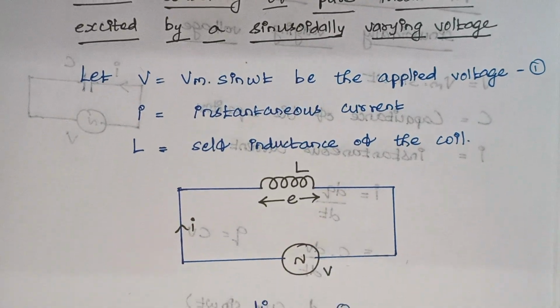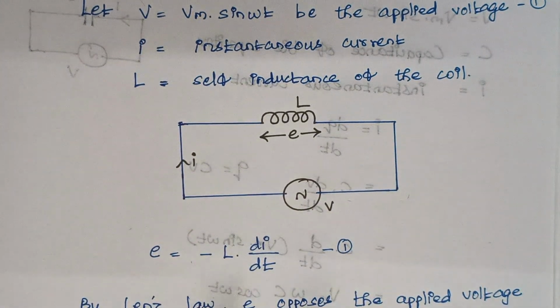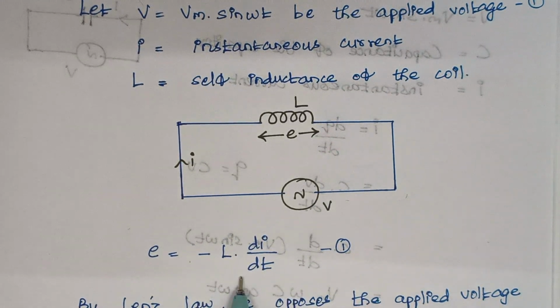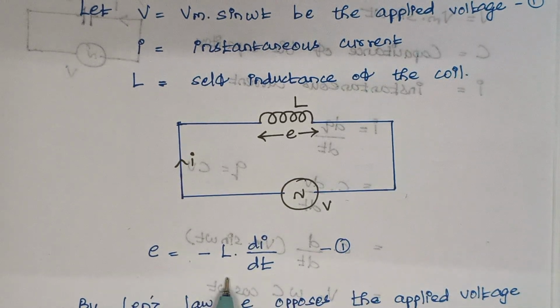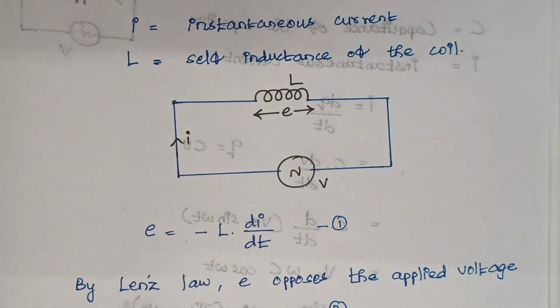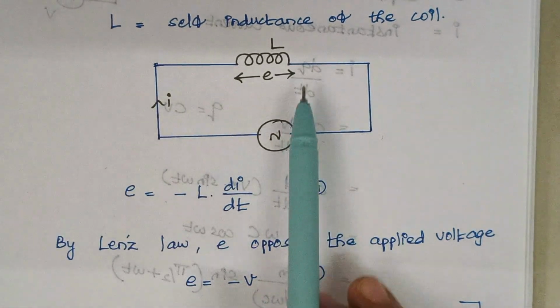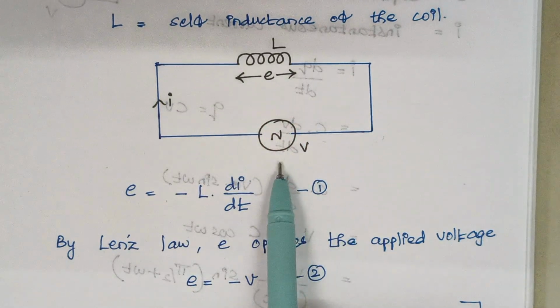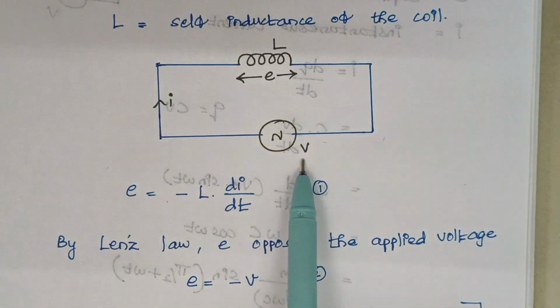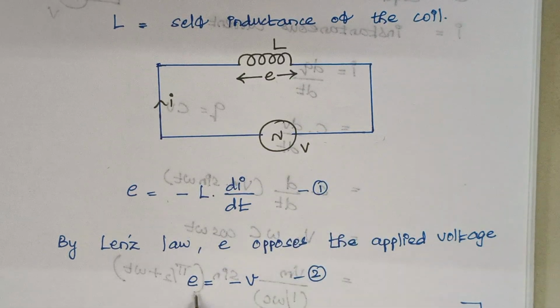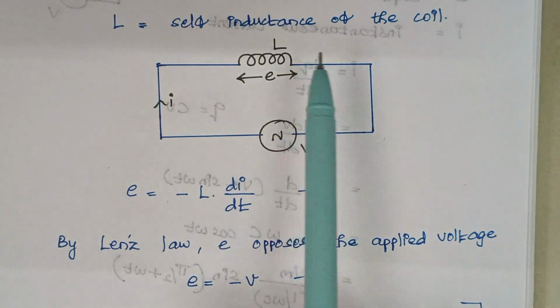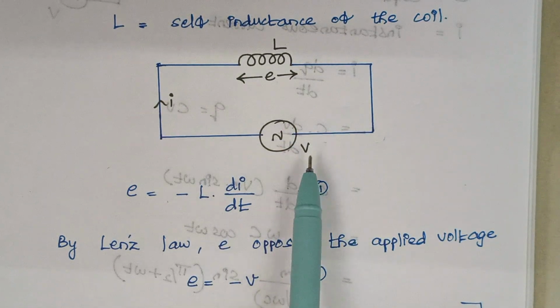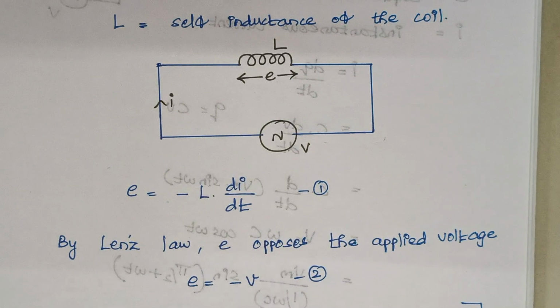So, the voltage across the inductor is given by e is equal to minus L into di by dt. Right, this is a formula. The voltage across the inductor is given by this formula. And the next thing is, by Lenz's law, this voltage induced across the inductor opposes the applied voltage. Therefore, here the applied voltage is v, right? Therefore, e is written as minus of v because the voltage across the inductor opposes the supply voltage, right? They are opposite. Therefore, e is equal to minus v.